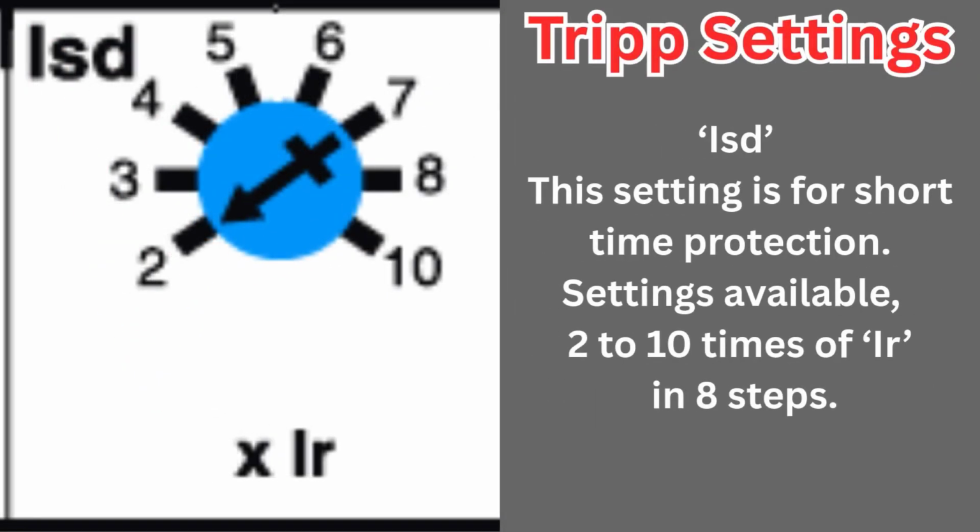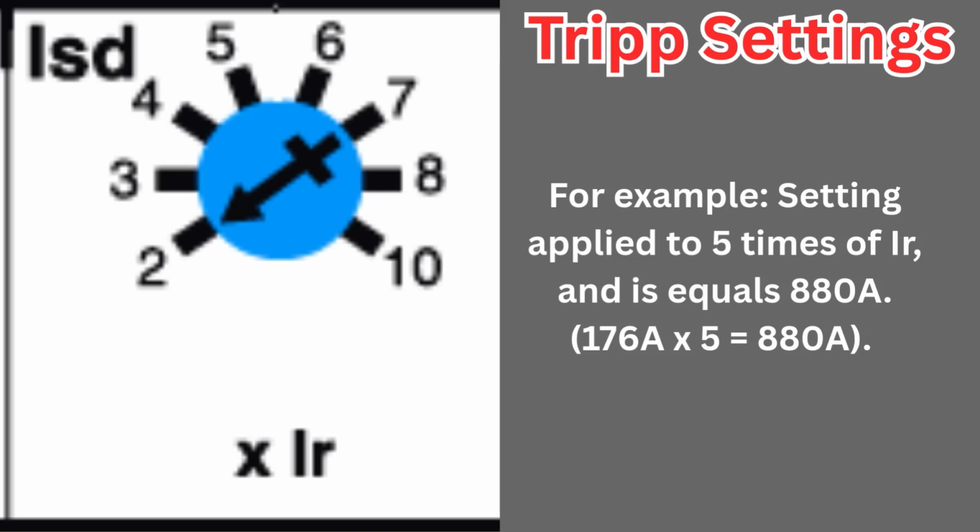ISD. This setting is for short-term protection. Settings available 2 to 10 times of IR in 8 steps. For example, the setting applied to 5 times of IR is equal to 880 amp. That is 176 times 5 equals 880 amp.